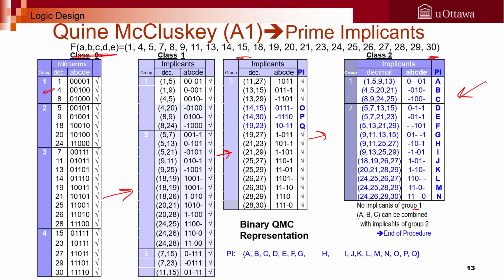As we can see here, we have no implicants of group one. A, B, C can be combined with implicants of group two. So we have all the implicants from A up to N. This is for group one and group two. For group three, I have O, P, and Q. I can't add them in a different class, or use the unifying theorem for further simplification.